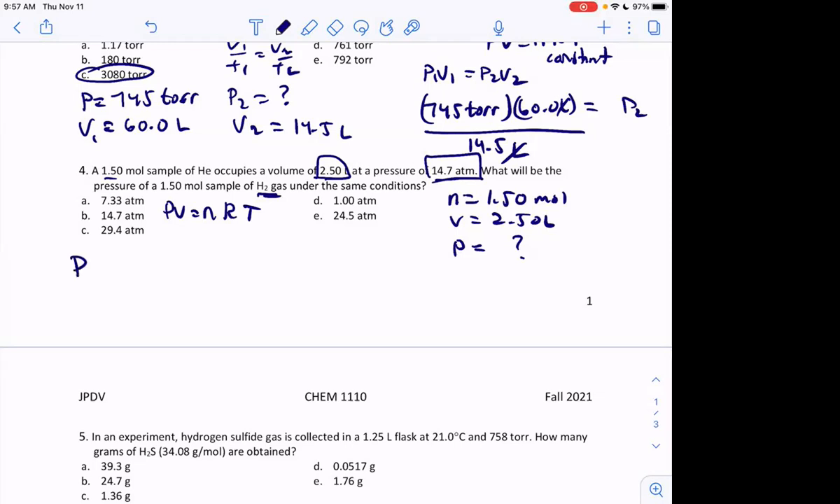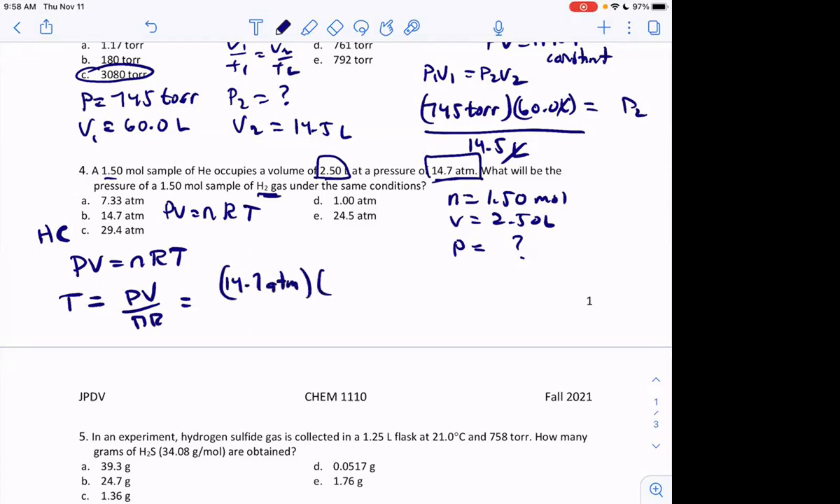So we just have to do PV equals nRT for helium effectively, right? And we're going to calculate the temperature as Houston said. We have a pressure and a volume, so we're good there. And we have moles, so we'll just solve for temperature. So we'll get T is equal to PV over nR, which is equal to pressure. We've got 14.7 atmospheres.